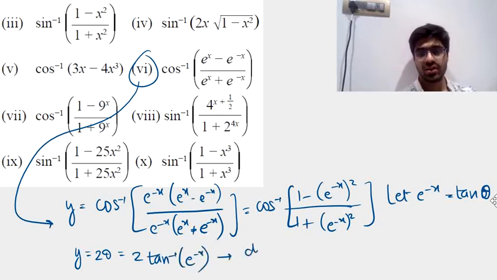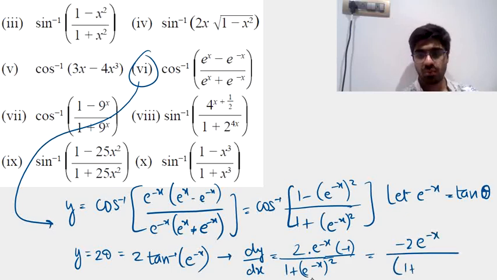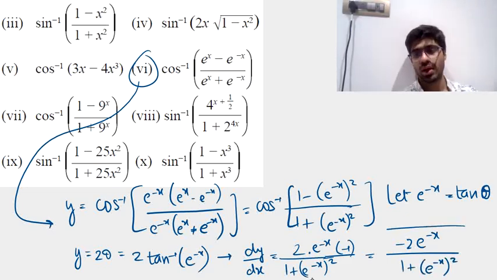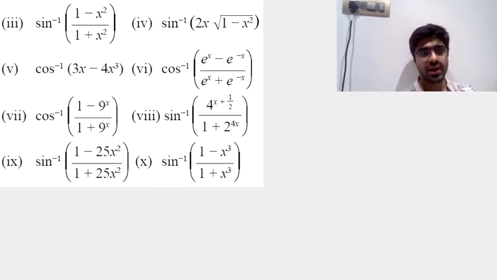And now we take a derivative, so dy by dx will be 2 upon 1 plus e power minus x the whole square into the derivative of e power minus x, which is e power minus x, into the derivative of minus x, which is minus 1. So finally this is minus 2 e power minus x upon 1 plus e power minus x the whole square. Of course you can simplify that further, but it's okay even if you leave it here. So I'll leave it there, and I'll go ahead with the seventh one.